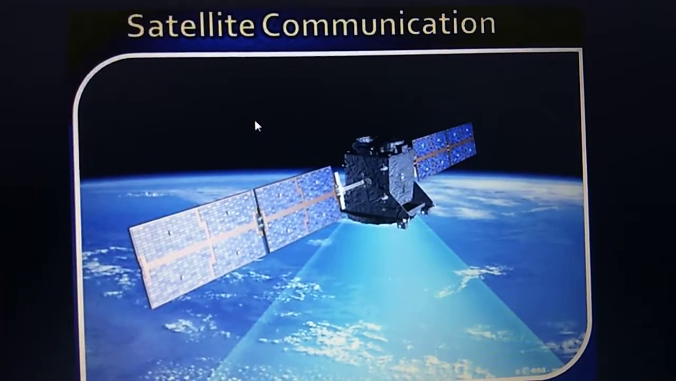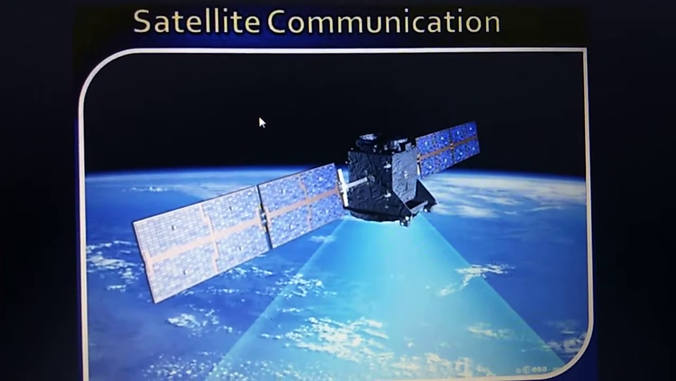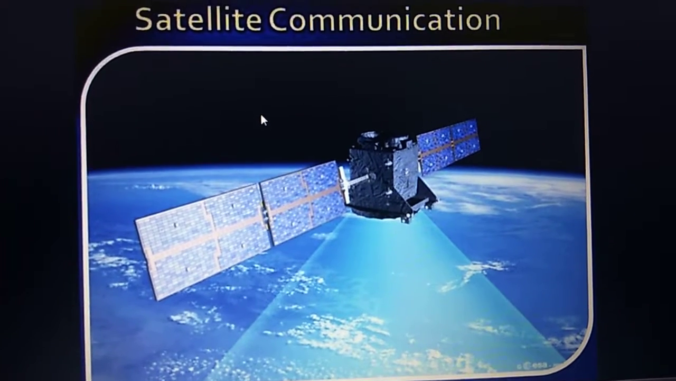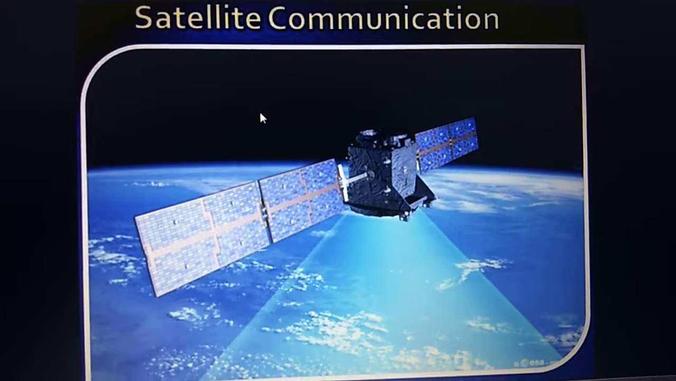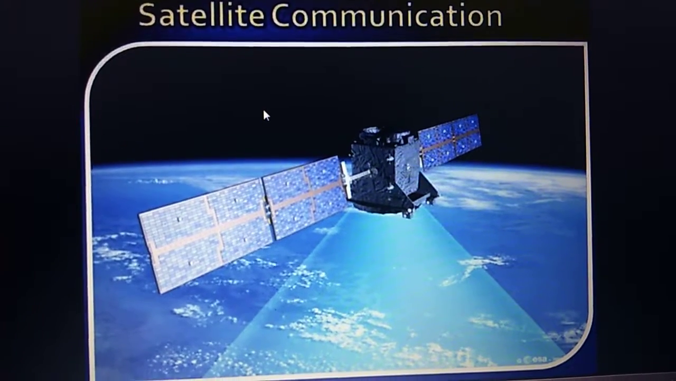Next comes the introduction to satellite communication. A communication satellite is an artificial satellite that relays and amplifies radio telecommunications. It creates a communication channel between a source transmitter and a receiver at different locations on Earth.